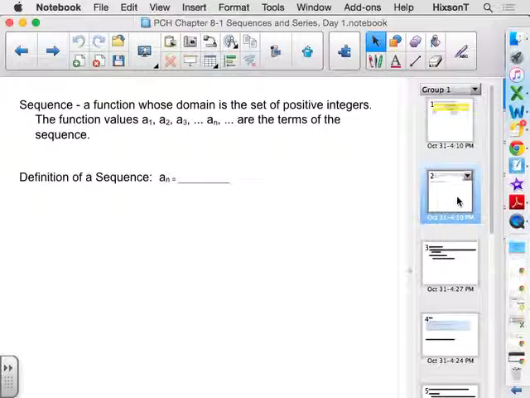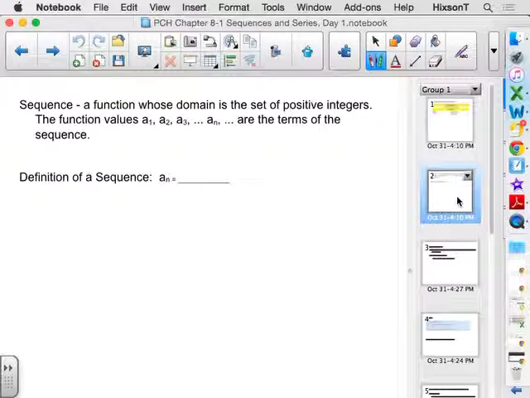Now, these sequences have terms. We usually use an a to represent them, and then the subscripts are these little numbers. So a sub 1, a sub 2, a sub 3, a sub n is how we would read those. Those are the terms of the sequence. Every sequence is defined in terms of an a sub n. That's a general definition, and it's going to have some expression involving n in it.